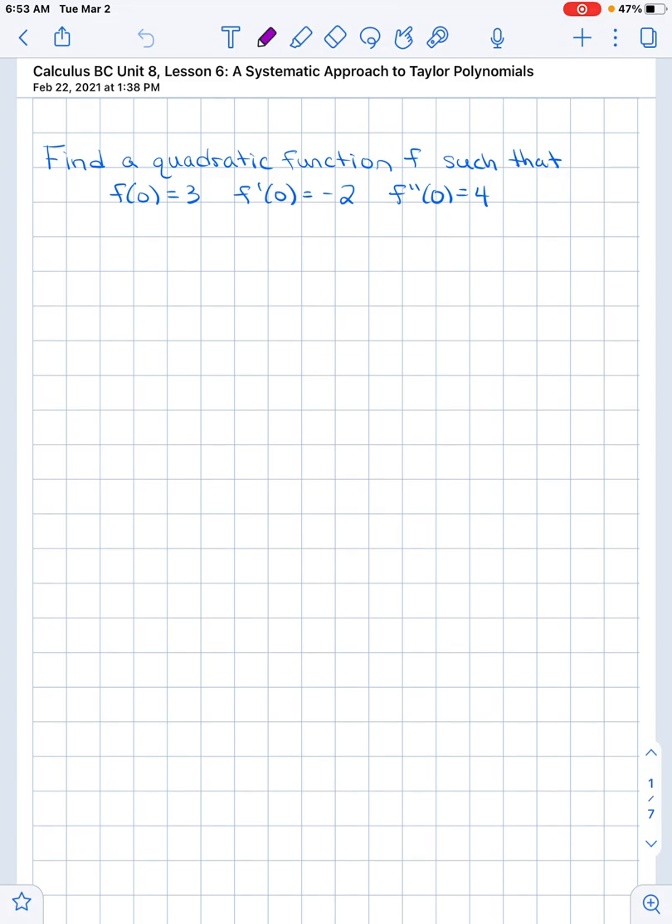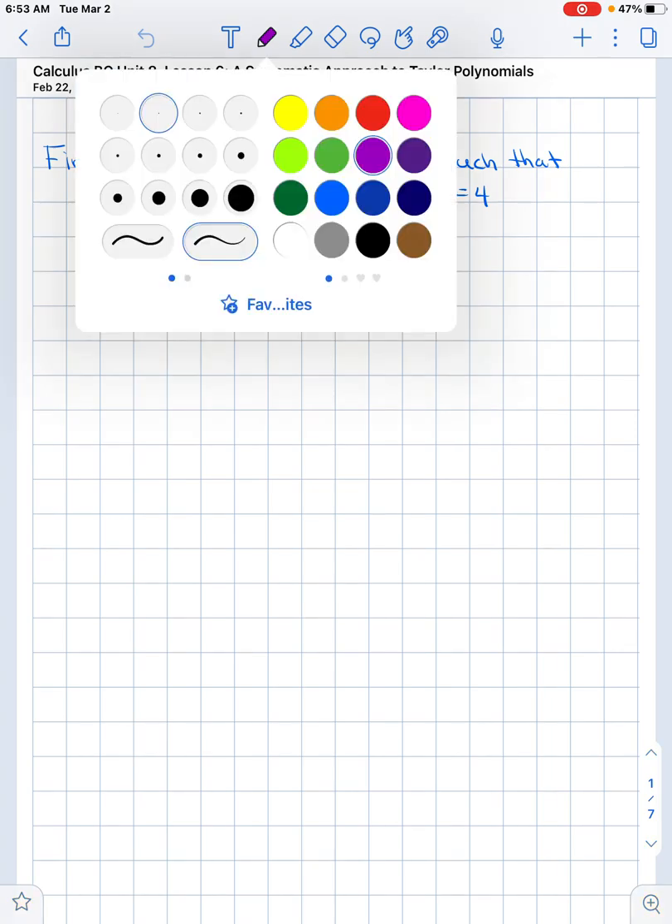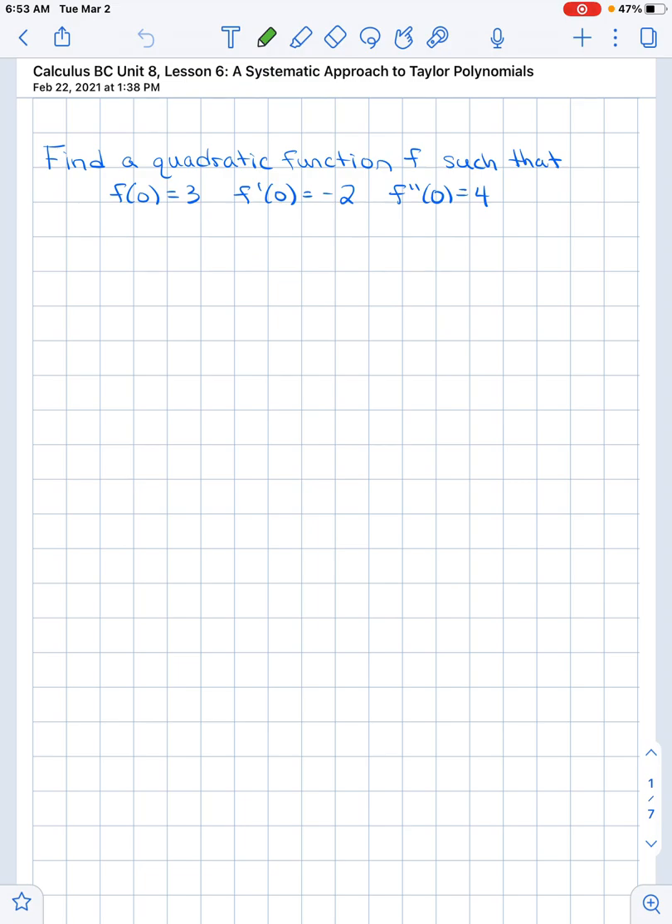So let's start here. We're just going to start generically first of all. Find a quadratic function f such that these things are true. So when we talk about a quadratic, we think about it this way. I'm going to use a brighter color so it looks very much different. F of x equals ax squared plus bx plus c. That's a quadratic, of course, a generic.